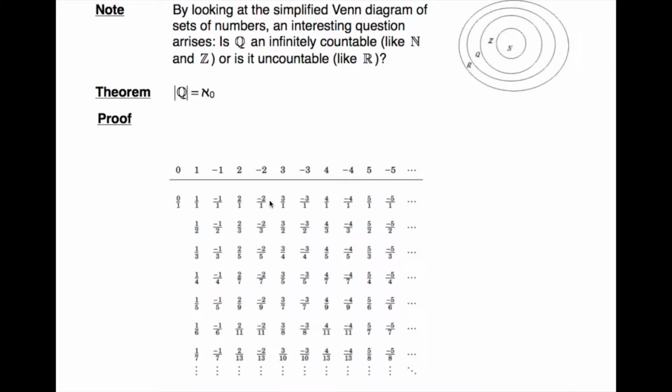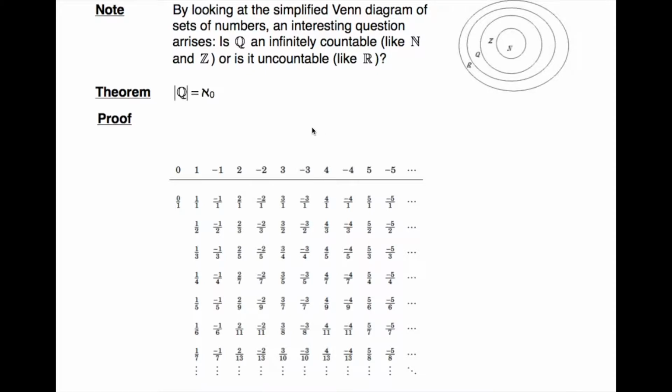Same with negative 2. We will skip negative 2 over 2 and negative 2 over 4 because we saw those in the column with negative 1. With 3, we write 3 over 1, 3 over 2, we skip 3/3, which is equal to 1, etc. So you got the idea.